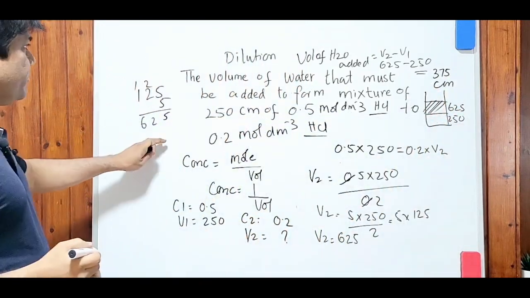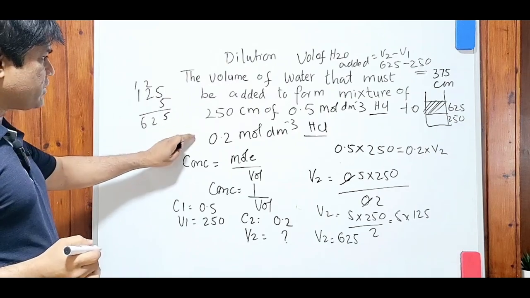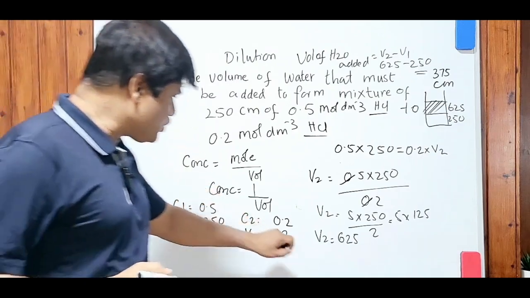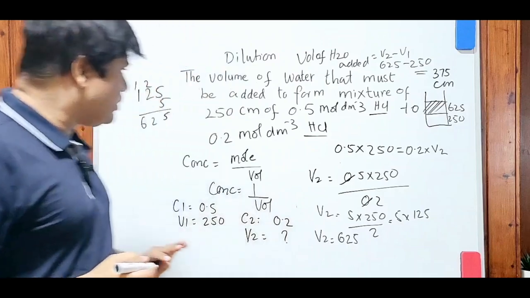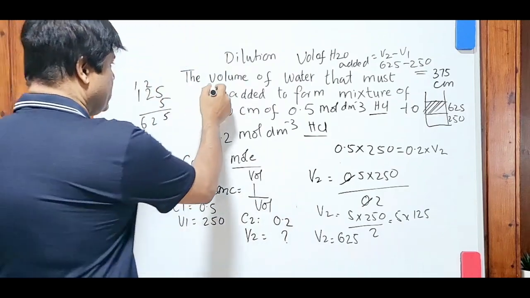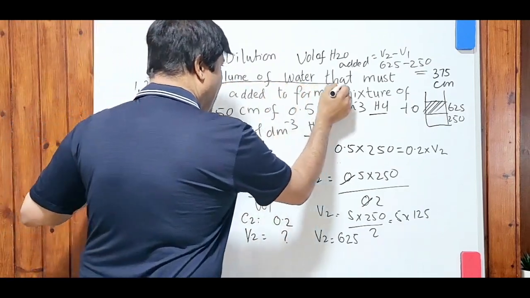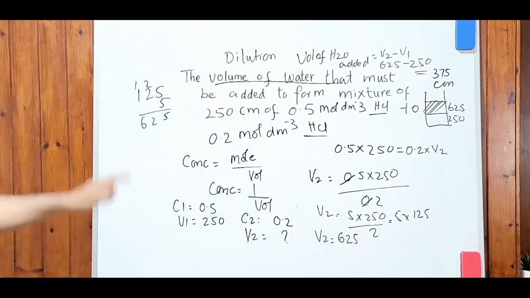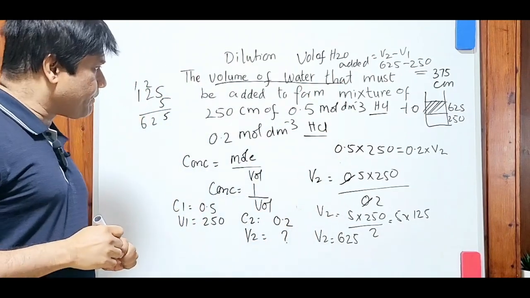Whenever you get this type of question, please don't end up with the V2. They're not asking for V2. Look at the question. Volume of water added or needed. That is V2 minus V1.